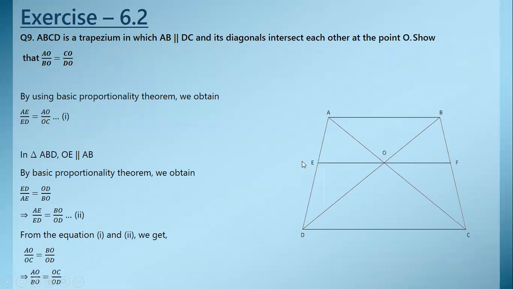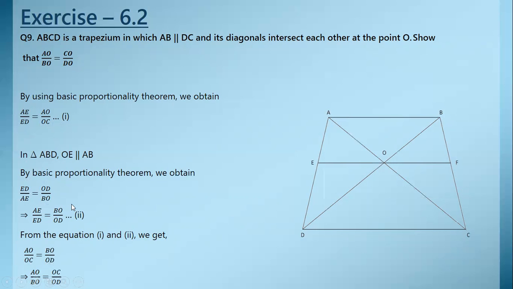again, OE is parallel to AB because AB and DC are parallel, OE and DC are parallel. So obviously, lines parallel to the same line are parallel to each other. So AB is parallel to OE also. So again, by using basic proportionality theorem, we can say that ED by AE is equal to OD by OB. Now, that will be the second equation for us. We are taking the reciprocals on both the sides, and that is the second equation for us.